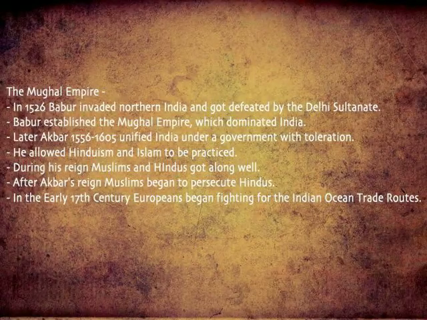The Mughal Empire. In 1526, Babur invaded northern India and defeated the Delhi Sultanate. Babur established the Mughal Empire, which dominated India. Later, Akbar, who lived from 1556 to 1605, unified India under a government with toleration. He allowed Hinduism and Islam to be practiced. During his reign, Muslims and Hindus got along well.